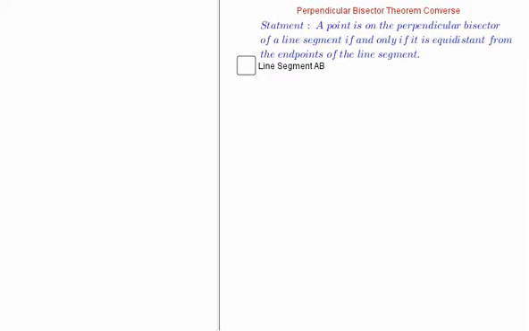So this is the statement of the theorem. A point is on the perpendicular bisector of a line segment if and only if it is equidistant from the endpoints of the line segment. So this is a non-rigorous demonstration.